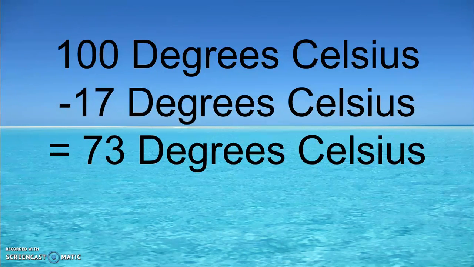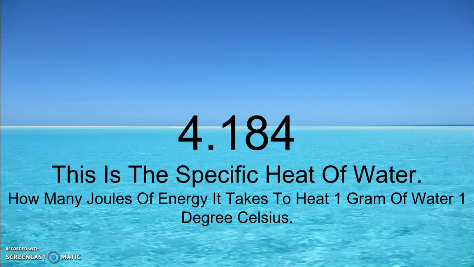The current ocean temperature is 17 degrees on average for everywhere in the world, and the boiling point of water is 100 degrees Celsius. So 73 degrees Celsius is how much we would have to raise the temperature of the water. And the specific heat of the water is 4.184, which is pretty much saying how many joules of energy it takes to heat up 1 gram of water 1 degree Celsius. Water has an abnormally high specific heat, which is great for insulation, but it takes a lot of energy to heat it up.